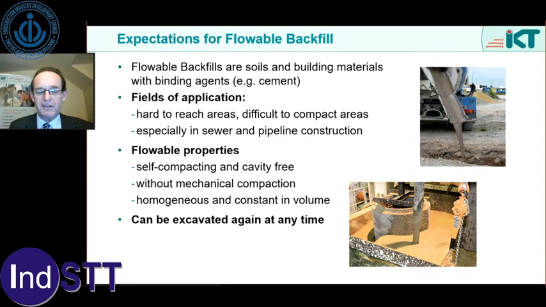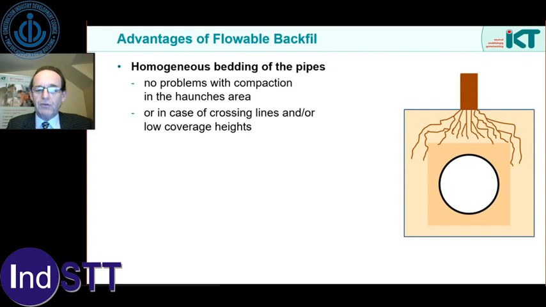We mentioned the homogeneous bedding of pipe. Now, one issue with conventional backfill is that it's difficult to get into the haunch areas underneath the pipe in order to properly support it. So with a flowable backfill, this should sort that issue out for itself. And it can be useful if you've got low coverage above, or if you've got other intricate arrangements that you get underground. It can flow in and around all of the structures that are there.